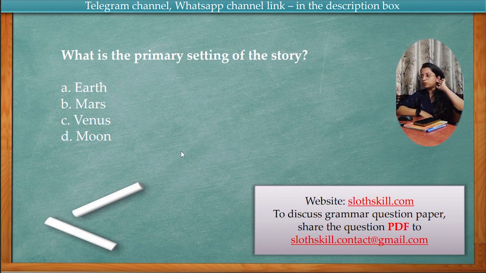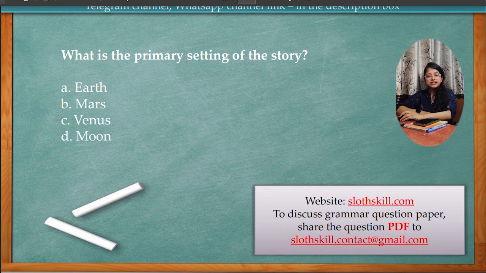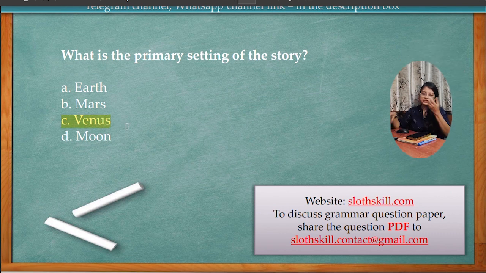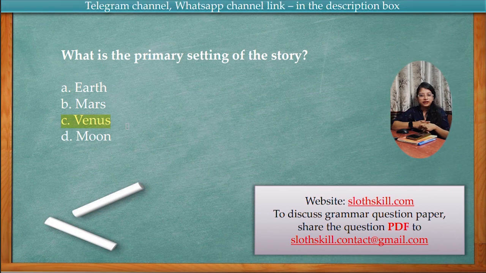So, what is the primary setting of the story? This is the first question. What will be the answer? Very easy question. What is the primary setting? Is it Earth? Is it Mars? Is it Venus? Or is it the Moon? The primary setting is, of course, Venus, because, as I told you in the last class also, this is a science fiction where we talk about Venus, a planet where the people have started living.